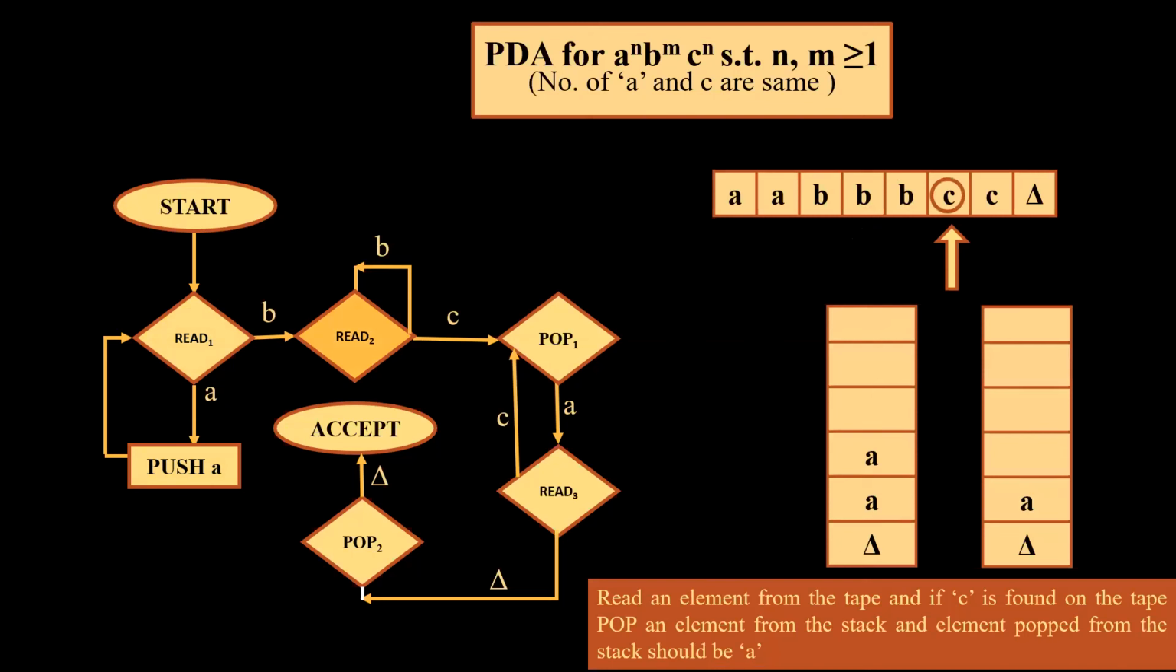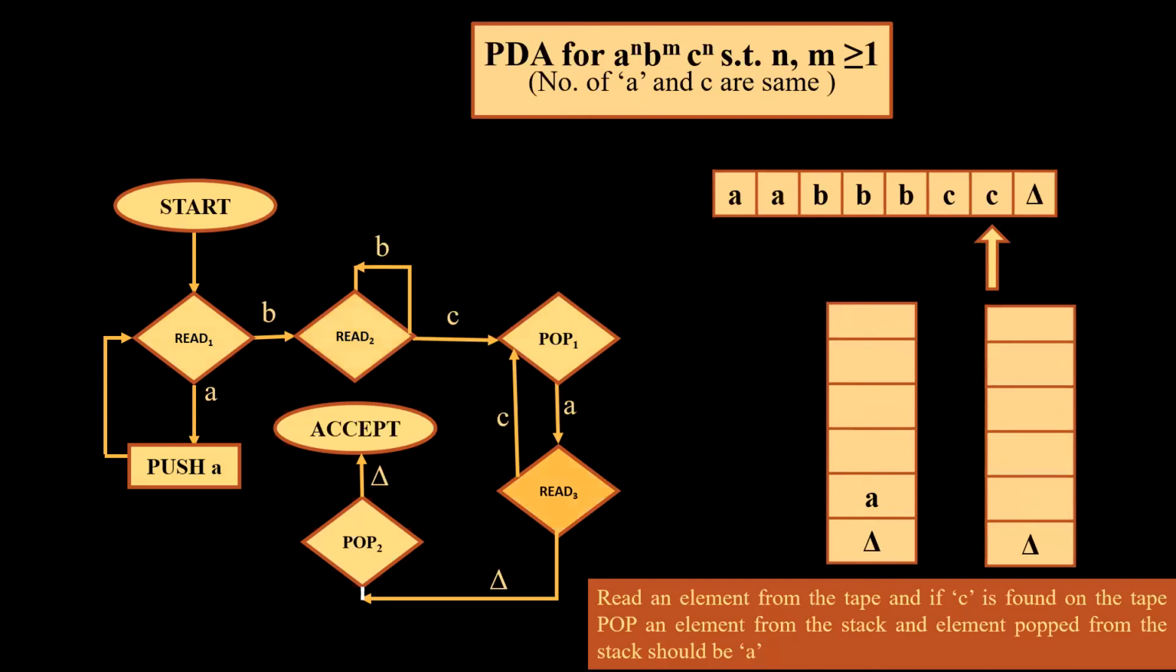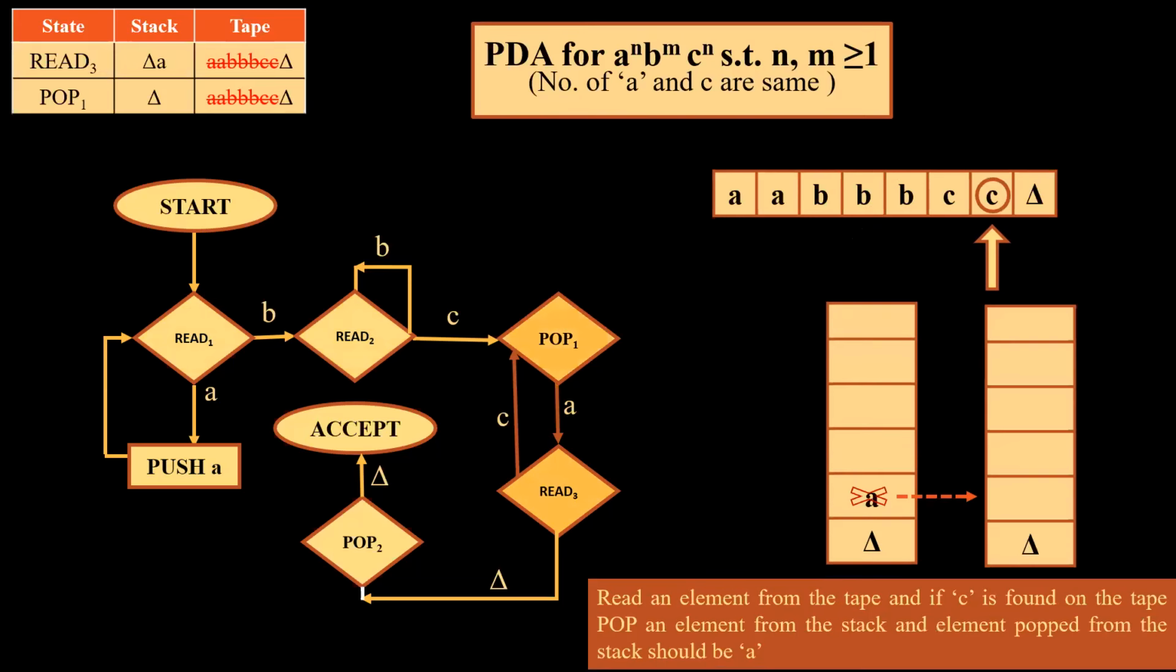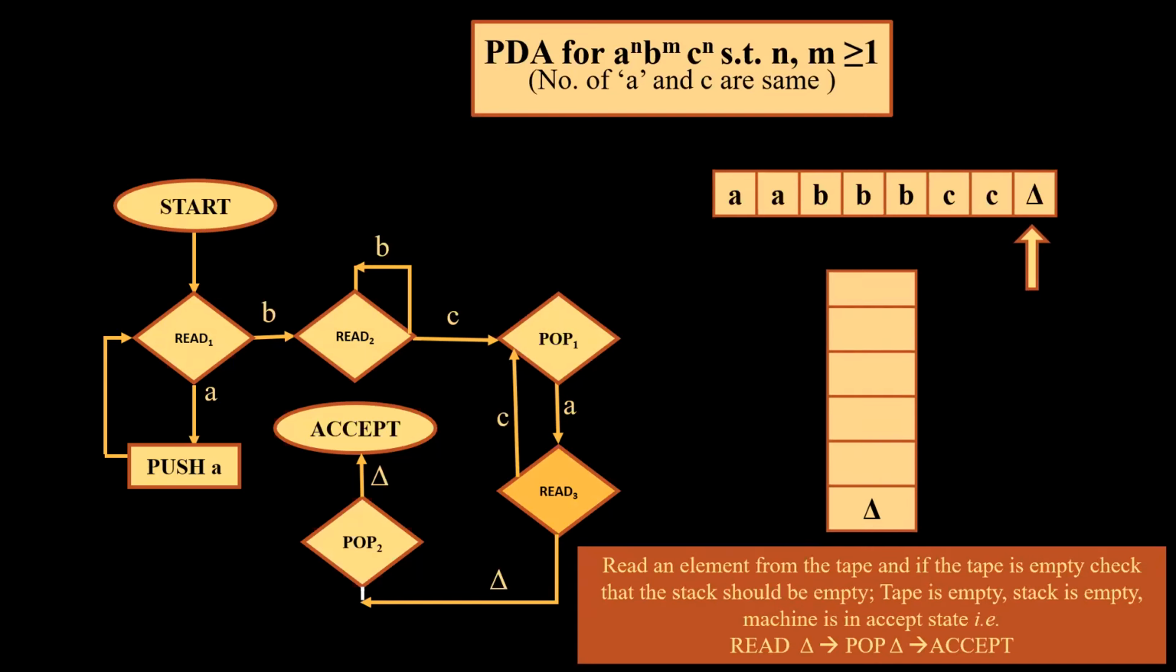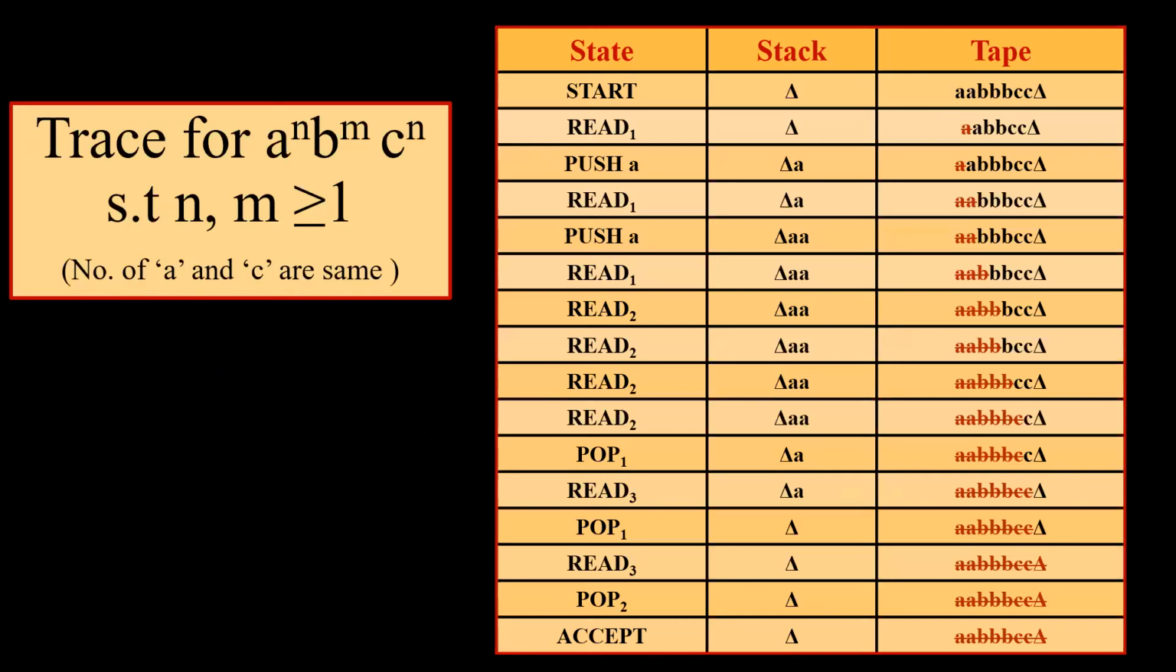When we come across C, we need to pop an element from the stack, and the element which is popped should be A. Since the element which is popped is A, we move to next read. Again we come across C, and here again we pop the element from the stack, and now the stack is empty. Next element on the tape is delta. That means tape is empty. When tape is empty, the pop operation should also show delta. That is, tape is empty, stack is empty. We move to the accept state. So this is a simple machine for a^n b^m c^n. Complete trace is given here.